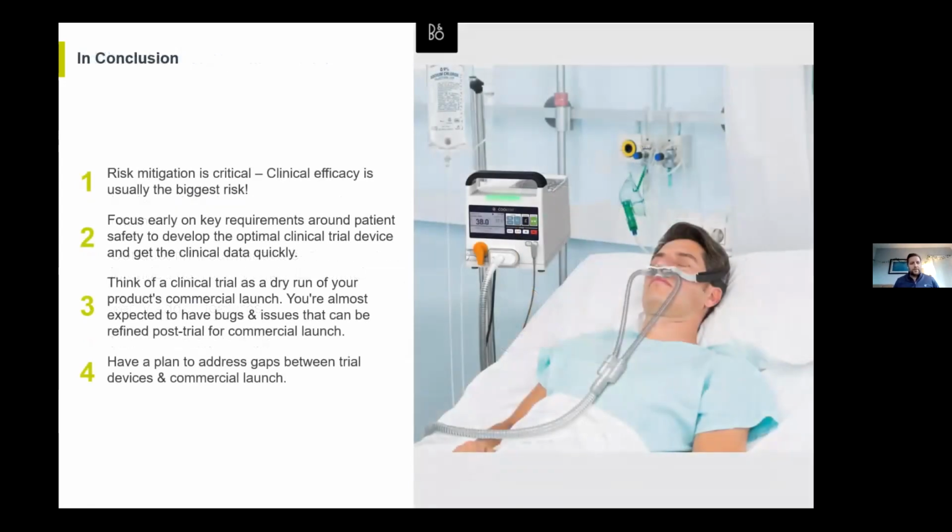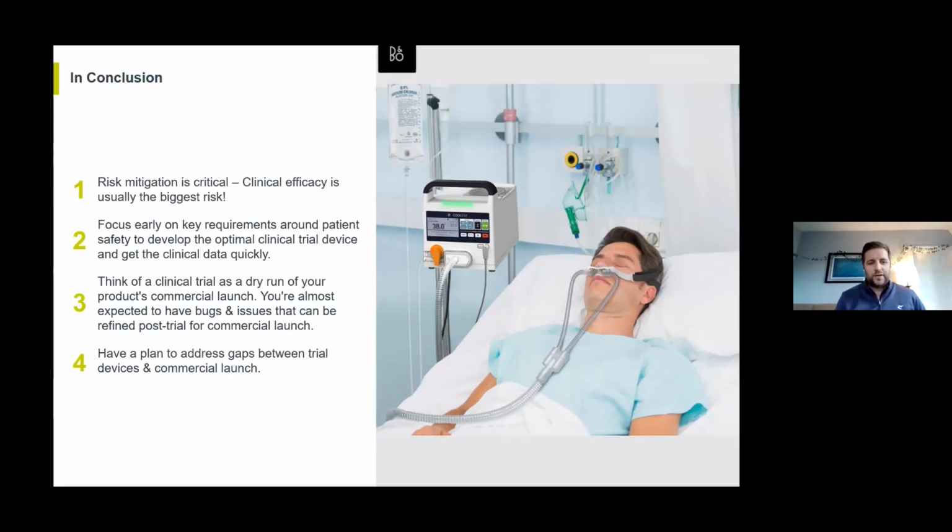So in conclusion, risk mitigation is critical. And the first question is, how do you get the clinical data? Animal studies are one thing, but getting functioning IRB approved devices in a trial is another. So focus on those key requirements around safety and efficacy to get that data quickly. And really think of the trial as a dry run for your product's commercial launch.